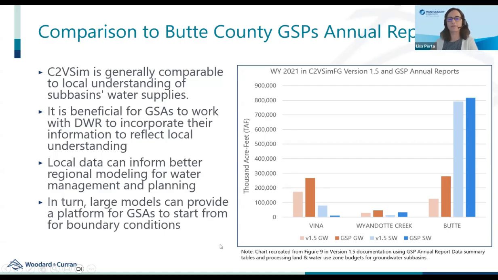It's interesting to see that even if you have the data put into the model, once you run the model, there are processes that happen that translate into different outputs. So these are the kinds of things that would be helpful to keep working on, to make sure that the statewide model represents the local understanding too. But generally it is tracking, it's pretty close. And it's really great that DWR is starting to be able to input some of the local data provided from the GSP implementation into their regional model.